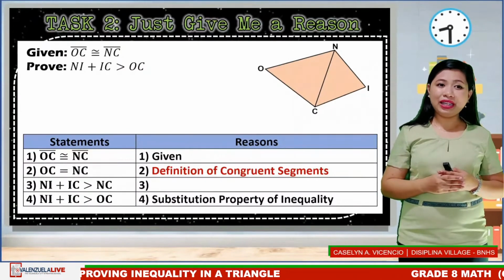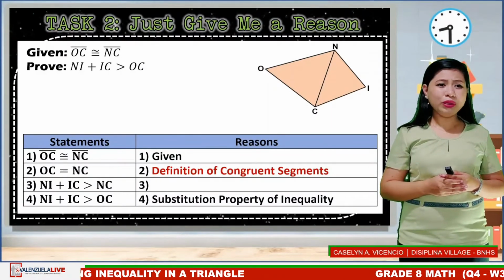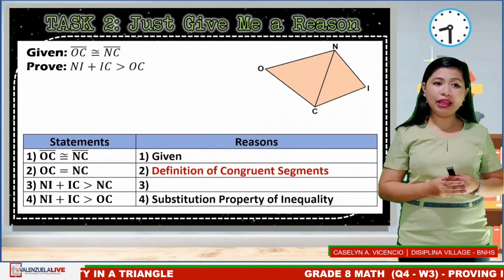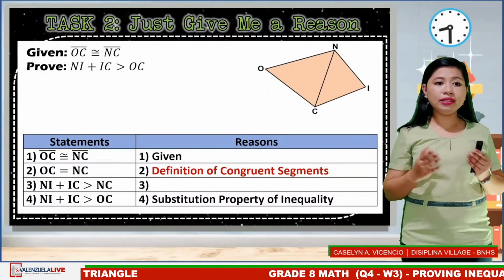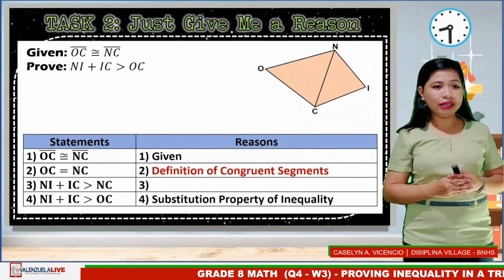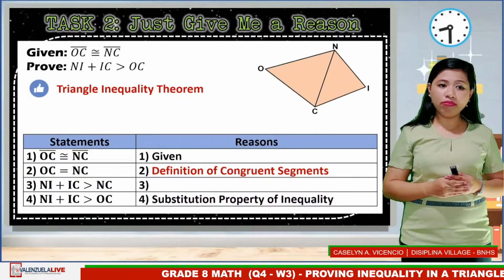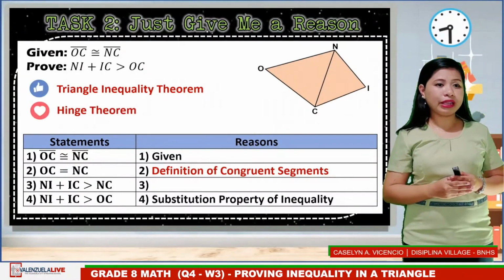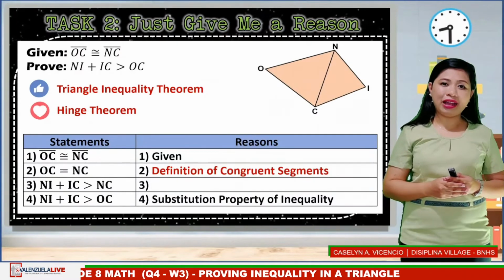For our third statement, what will be the reason for the statement the sum of side NI and side IC is greater than the side NC? Will you choose like, triangle inequality theorem, or heart, hinge theorem? 10 seconds starts now.